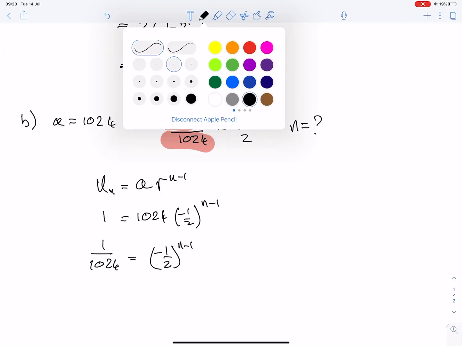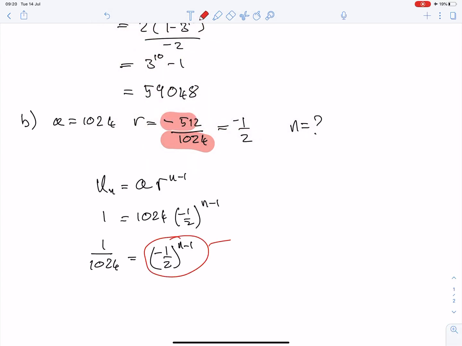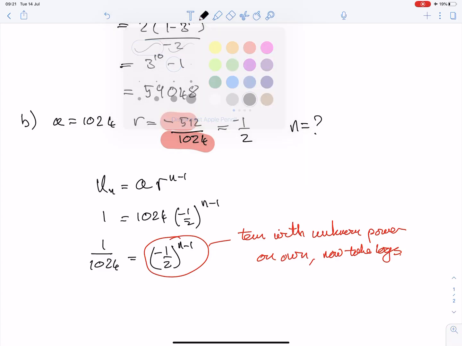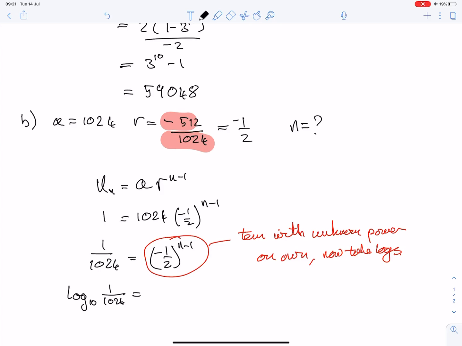Now the term with the unknown power is on its own. Term with unknown power on its own. Now take logs. Okay, so we take logs. Log to the base 10 of 1 over 1024 is equal to log to the base 10 of negative a half to the n minus 1.